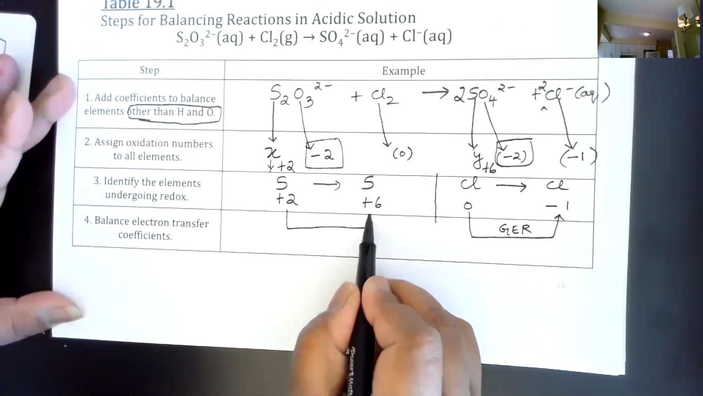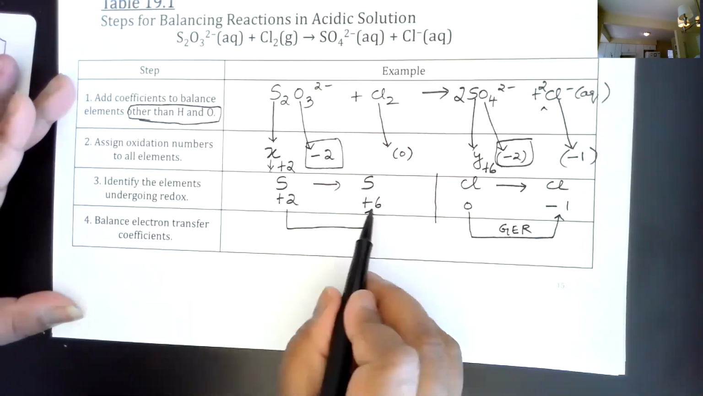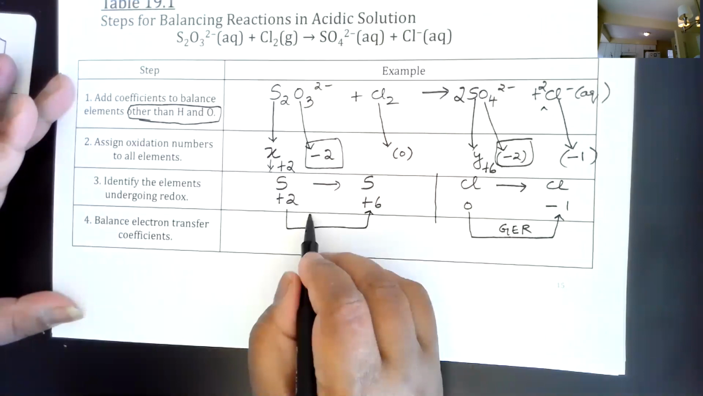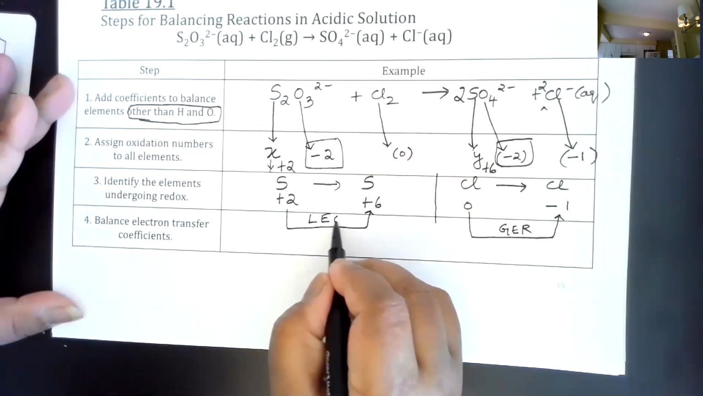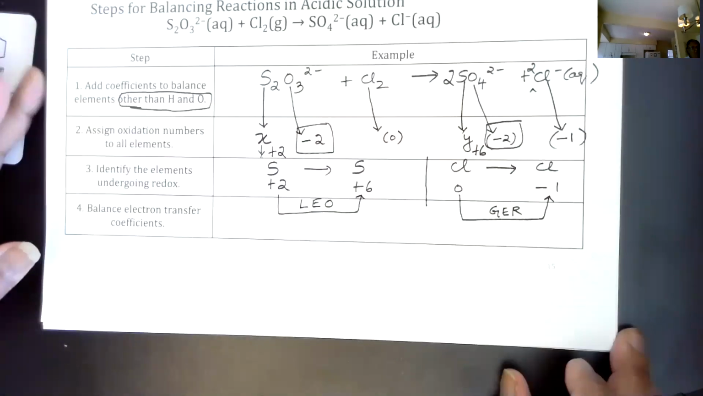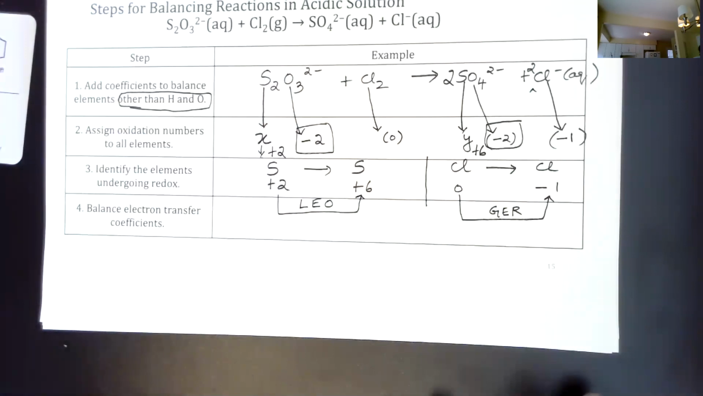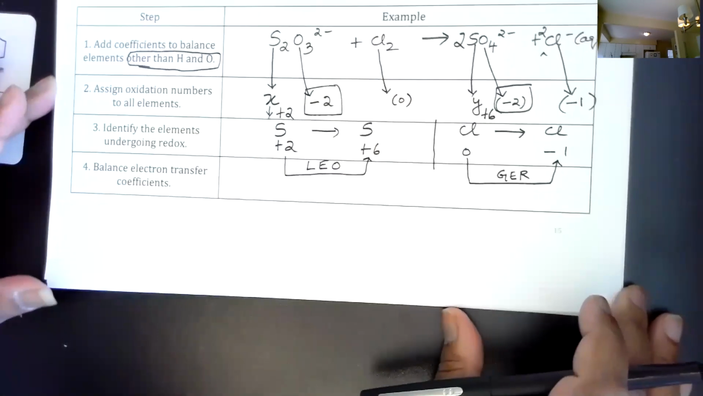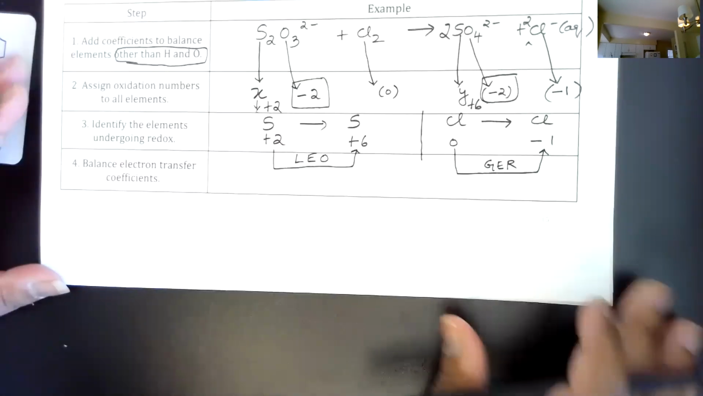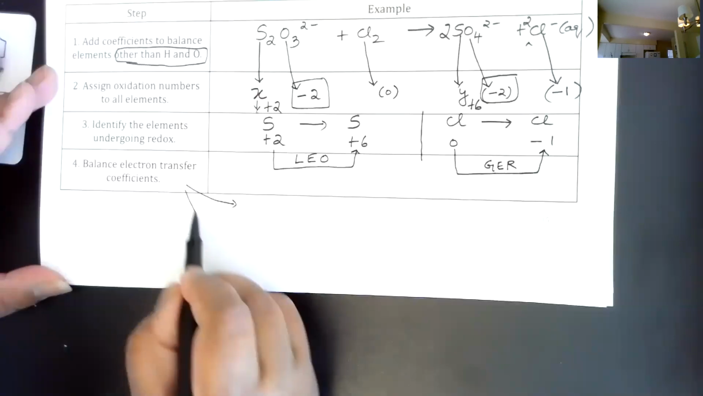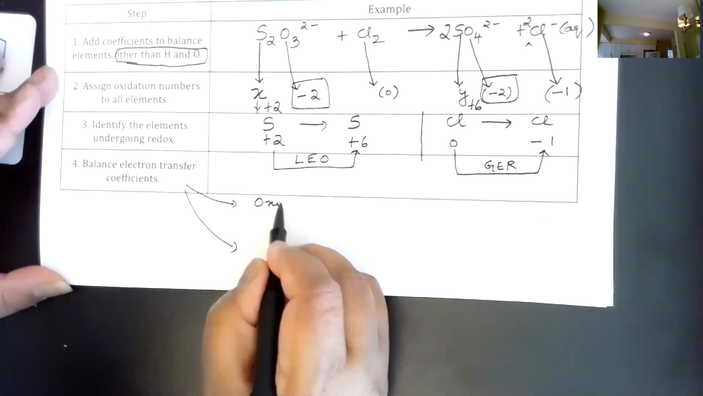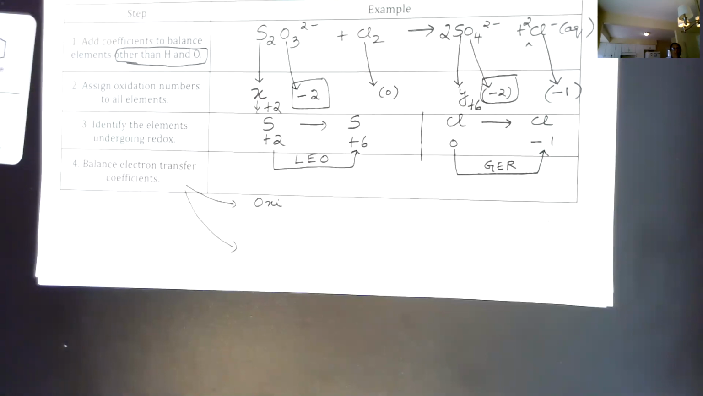This one is becoming more positive, right? Increase in oxidation number. You have to remember definitions: loss of electrons is oxidation. How do we do this? Write the oxidation half reaction and the reduction half reaction.